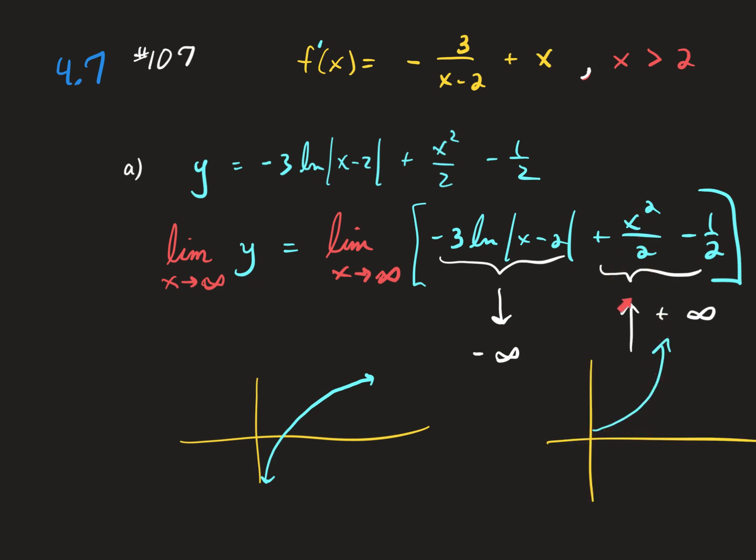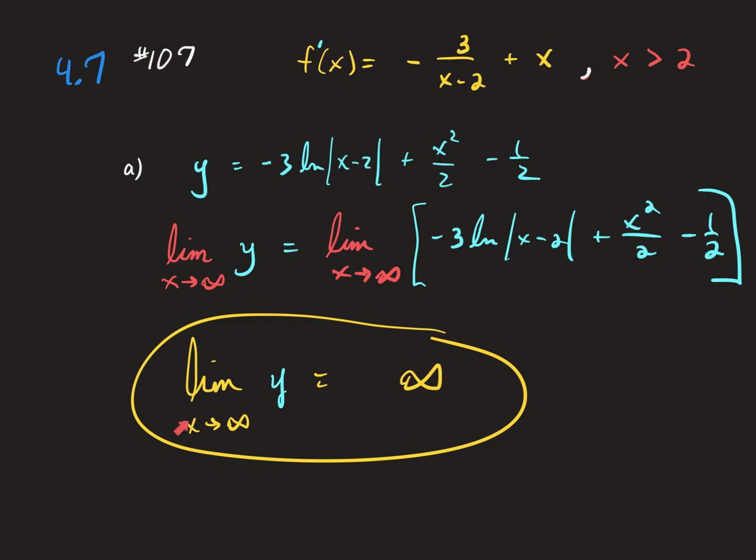And so this is growing toward positive infinity a lot faster than this expression, which is going towards negative infinity. This is getting to infinity a lot faster than this is getting to negative infinity. Therefore, overall, this expression is unbounded, which is to say, as x approaches infinity, so does y.